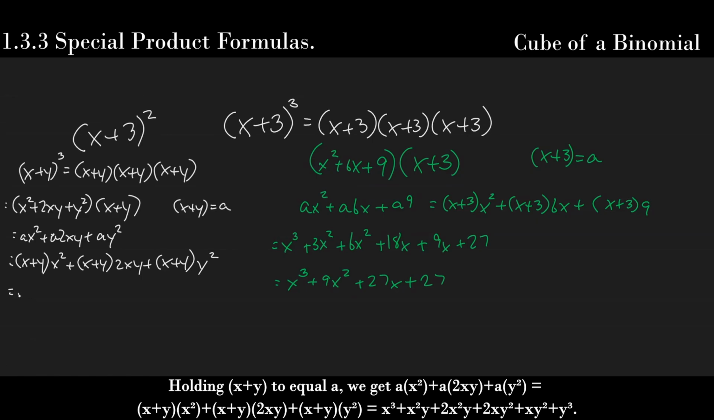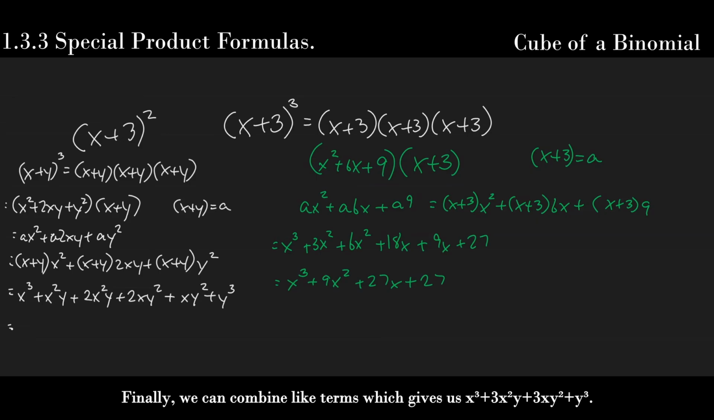Distributing across, we get x³ + x²y + 2x²y + 2xy² + xy² + y³. And finally, we can combine like terms, which gives us x³ + 3x²y + 3xy² + y³.